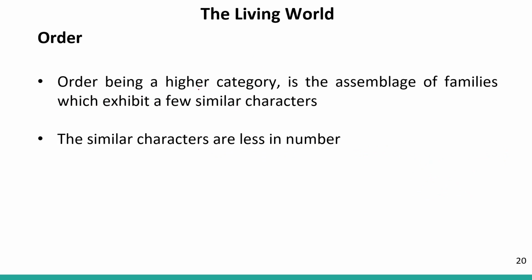Now, order, being a higher category, is the assemblage of families. So what is order? It is the assemblage of different families which exhibit a few similar characters. Similar characters are less in number here, because order is a higher taxonomic group. It is very difficult to determine the evolutionary relationship because there is a decrease in the number of similarities.